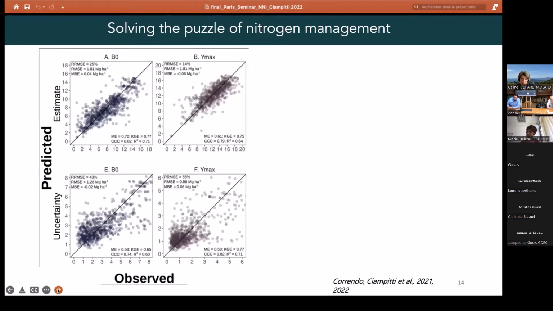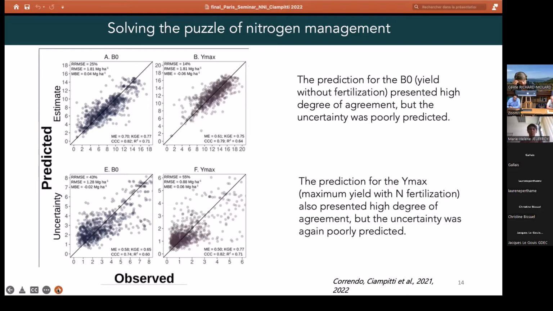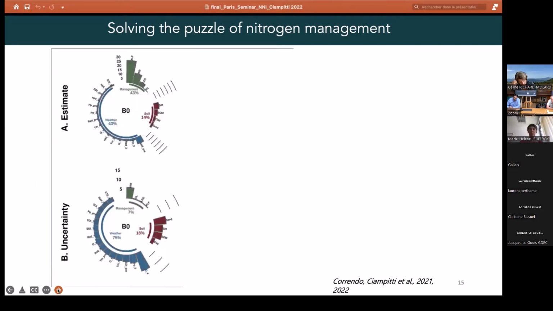Similar is when we try to predict the maximum yield for maize. The maximum yield we can predict quite well, again using spring weather. But when we look at the uncertainty around that number, the uncertainty usually is very large, and the prediction is not that good. So we have a high degree of agreement on the estimate, but really poorly predicted uncertainty. And the same was true for the maximum yield. Many times when we go back to these radial plots, we know that uncertainty depends mainly on the weather, usually the weather during the season.